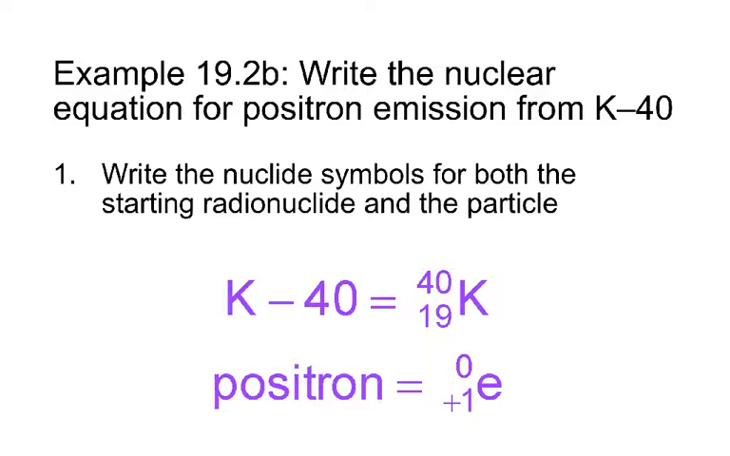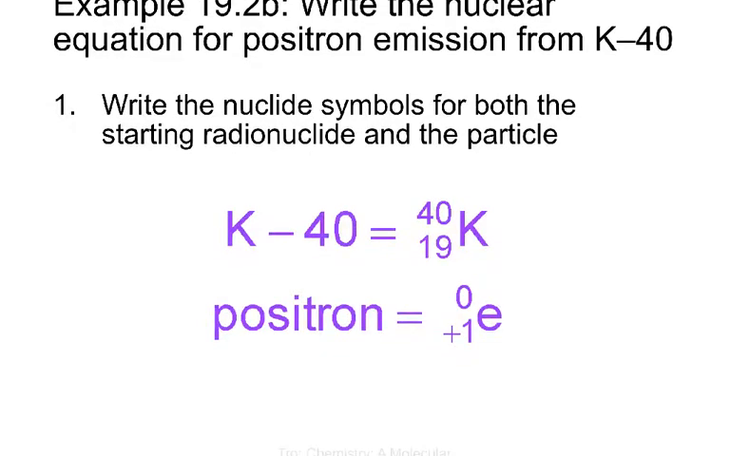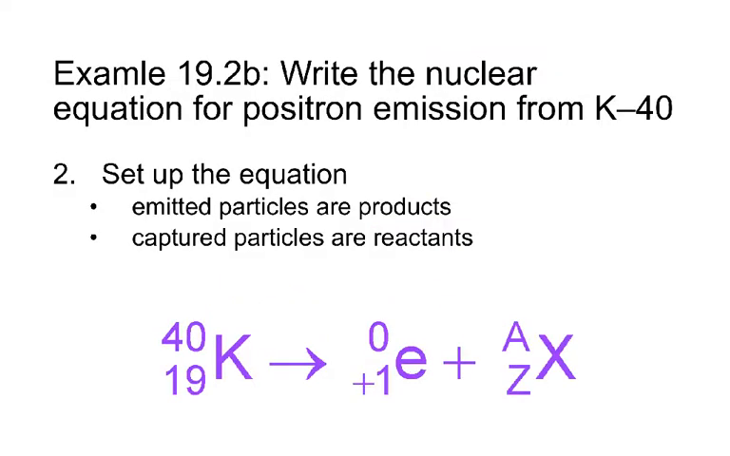Here is a sample. Write the nuclear equation for positron emission from potassium-40. So the first thing you'll want to do is be able to write the nuclide symbols for the starting radionuclide and the particle. So potassium-40, the 40 is the mass number. Potassium is element number 19. So you're going to have the mass, 40, and the atomic number, 19. And then a positron is the 0 plus 1 electron.